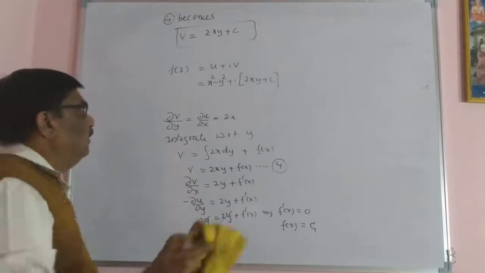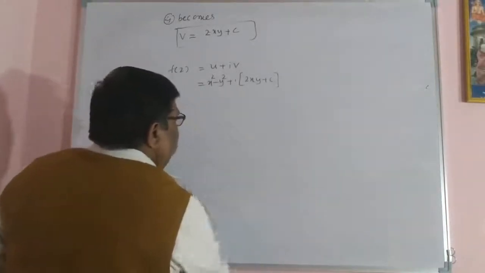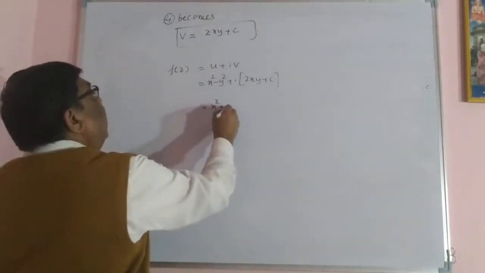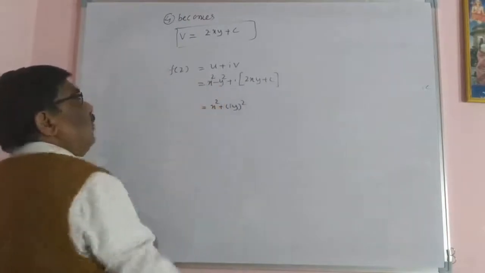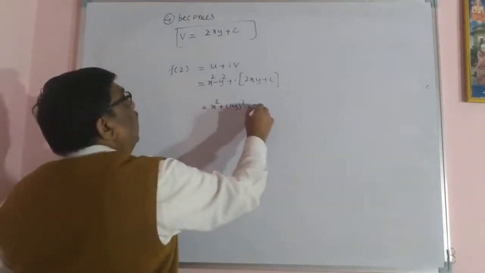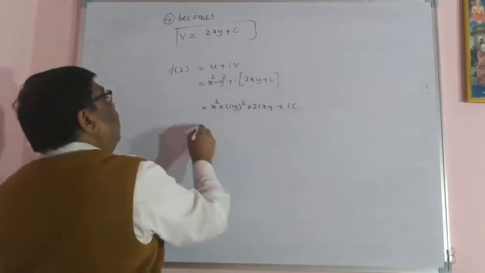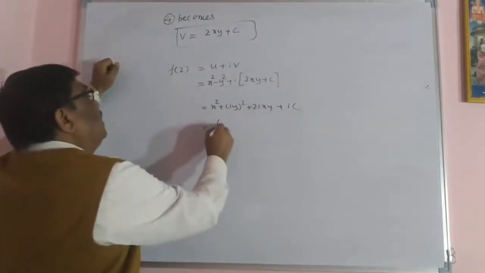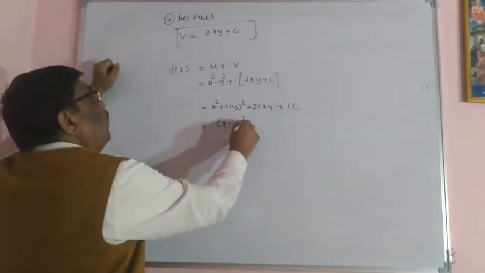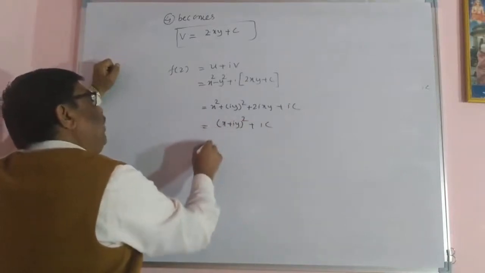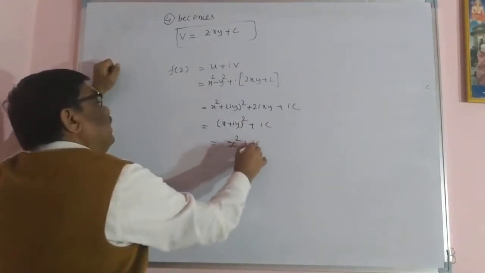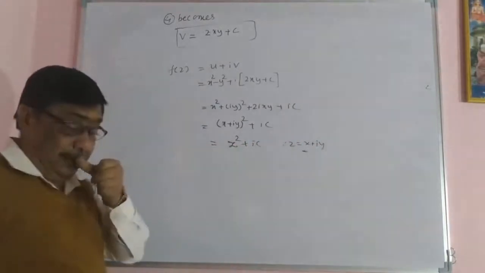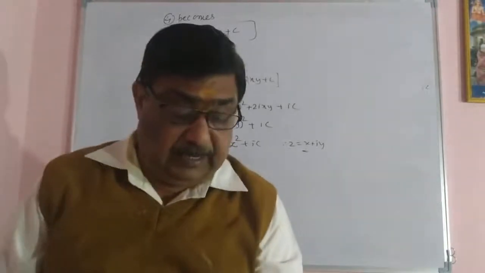That is, if the simplification is x square plus, I can write this as (iy) whole square. i square is minus 1, plus 2ixy plus ic. It is of the form a square plus b square plus 2ab. Therefore, you can write this as (x plus iy) whole square plus ic. x plus iy is always z, so z square plus ic, because z is x plus iy, always a complex variable. Yes, this is another example.